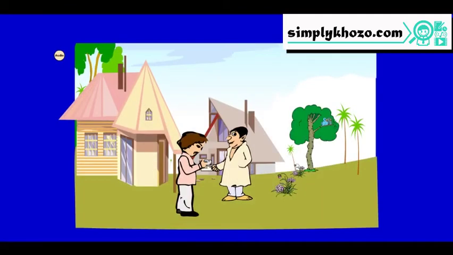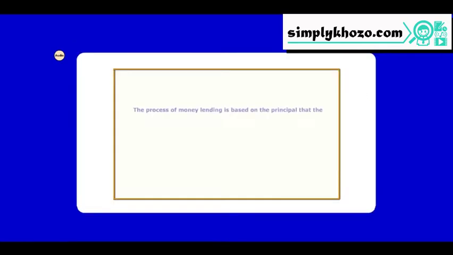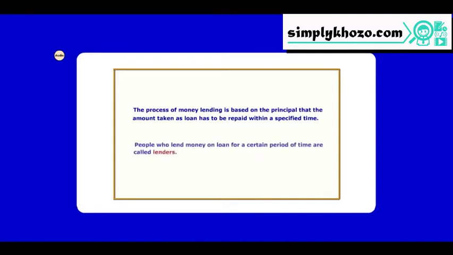However, things are very transparent now. People are aware of all their financial debts and the time period required for repaying the debts. The process of money lending is based on the principle that the amount taken as loan has to be repaid within a specified time. People who lend money on loan for a certain period of time are called lenders.